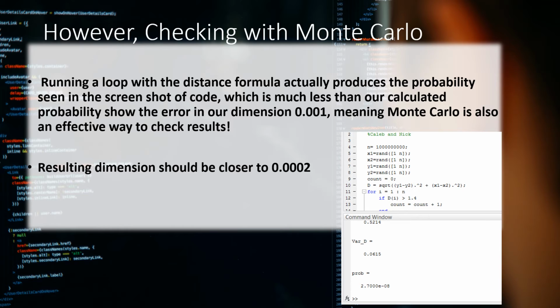However, when we ran Monte Carlo with 1 billion simulations, we found an error in our dimension of 0.001, meaning that Monte Carlo is also a very effective way to check your results, so make sure you're doing that. The resulting dimension should have been closer to 0.0002 in order to give us a probability on the order of a billionth.